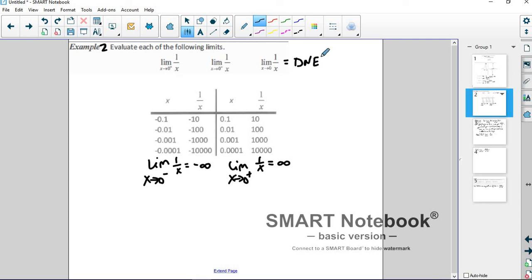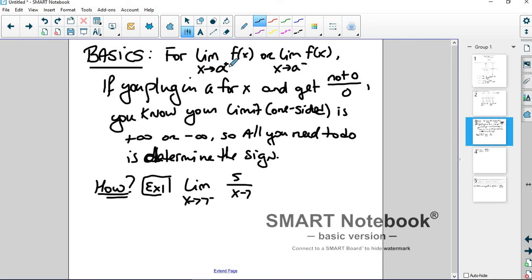Okay? So, how do I want you to approach this? This is the way that I want you to approach things from an analytic standpoint. If you have a graph or you have numbers, that's great, but I don't want you just making a table of values. We still need to think of this analytically. So from that standpoint, what does this look like? For looking for one-sided limits, if you plug in for a and you get a non-zero number over 0. Now remember, if you get 0 over 0, that means nothing.